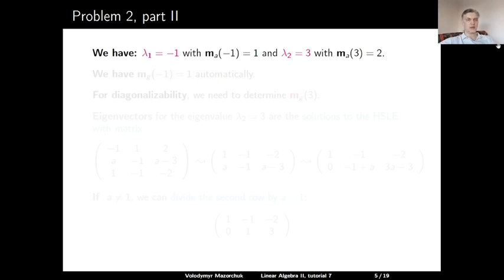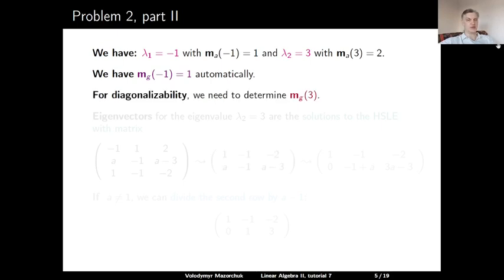The eigenvalue lambda 1, which is equal to minus 1, with algebraic multiplicity 1, and the eigenvalue lambda 2, which is equal to 3, with algebraic multiplicity 2. Since the algebraic multiplicity of minus 1 is 1, its geometric multiplicity is also 1 automatically. So for diagonalizability, we need to determine the geometric multiplicity of the eigenvalue 3. There are two possibilities. It might be either 1 or 2. If it is 1, then the linear operator is not diagonalizable. And if it is 2, then the linear operator is diagonalizable.